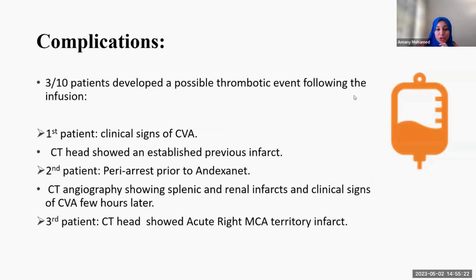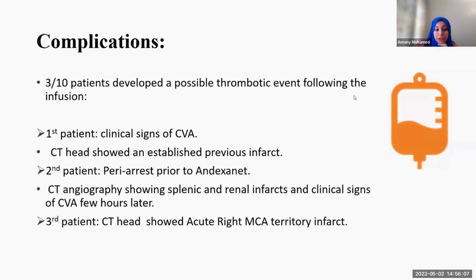So we wanted to know what was going on, and we started to explore a bit further the survival outcomes and also the complications. We had 10 patients in total, but only 3 of them developed a possible thrombotic event following the infusion. We started exploring to see if there were any common risk factors that led to these possible thrombotic events. So I'm going to talk a bit more about these patients.